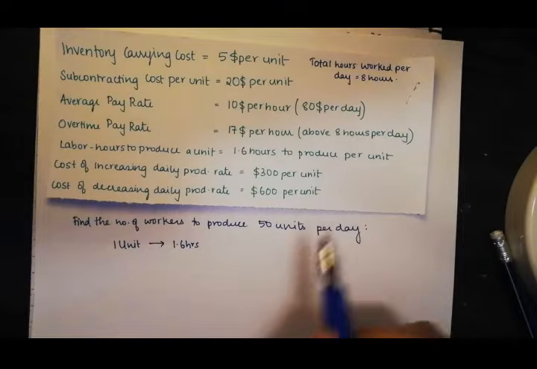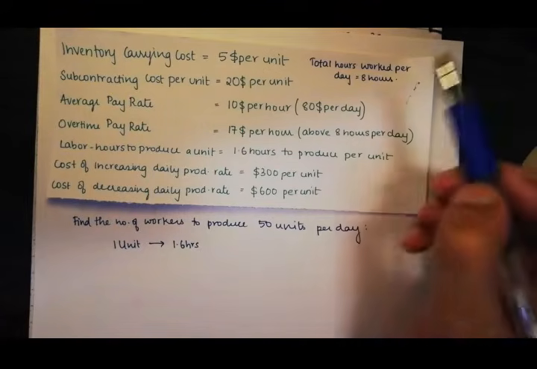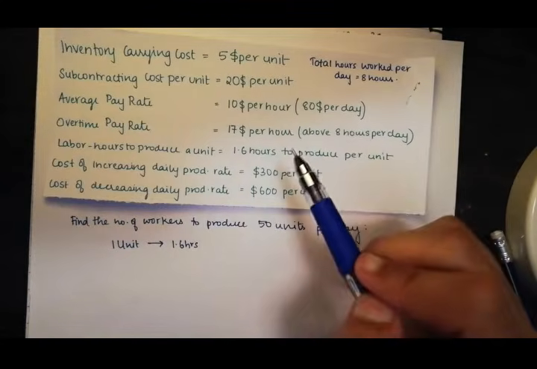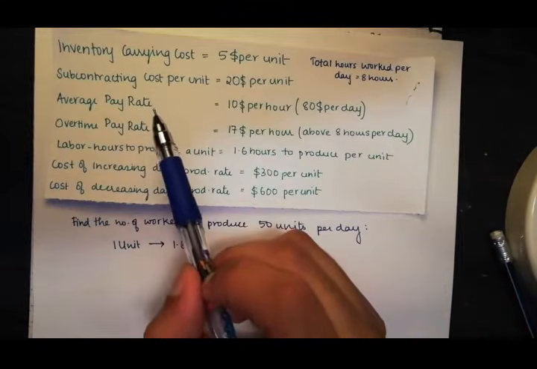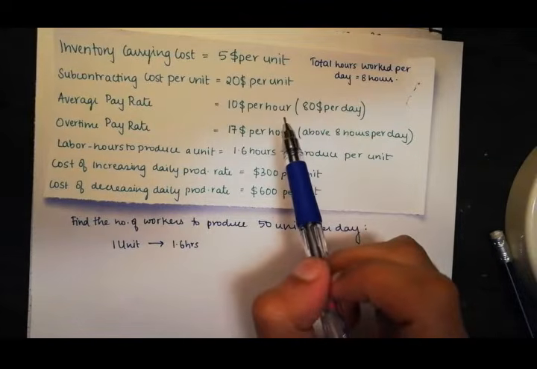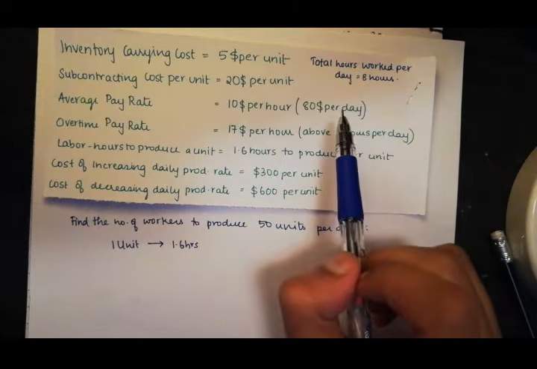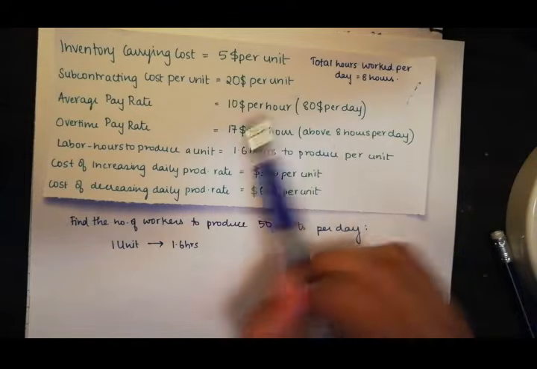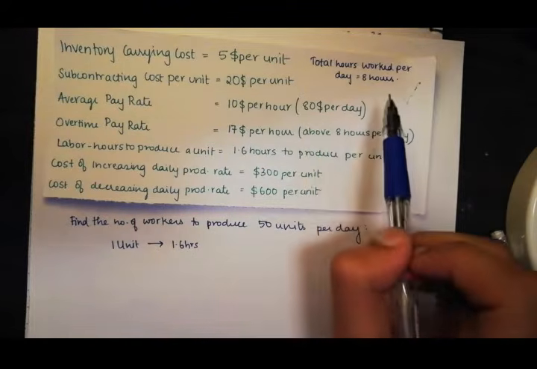Now, how many hours in a day? It's 8 hours, and you'll be able to find that out from the information given here, because if you look at the average pay rate, for example, it's $10 per hour and it's $80 per day, which is given. This is not what I've put. This is given to us. Since it's $80 per day and $10 per hour, it's going to be 8 hours a day, right?